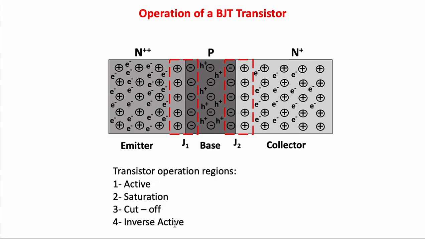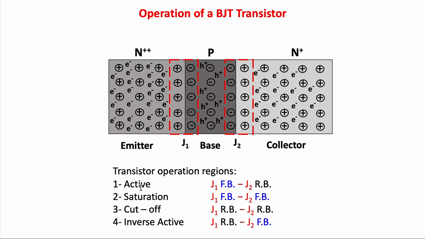The inverse active region is not a very common region, but it's worth mentioning here. In the inverse active, or reverse active region, the transistor still operates, but the current gain is very low, since the roles of emitter and collector are swapped. And since the collector is not as heavily doped as the emitter, the efficiency will be much less than in the active region.